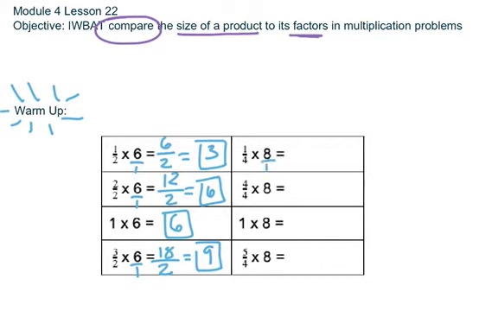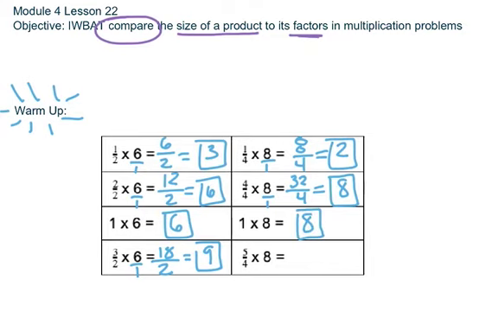1/4 times 8 would be 8 over 4, which is equal to 2. 4/4 times 8 would be 32 over 4. When you do the division, you get 8. 1 times 8 is 8. And then 5/4 times 8 would be 40 over 4, which is equal to 10.